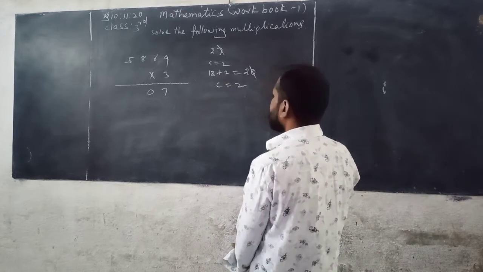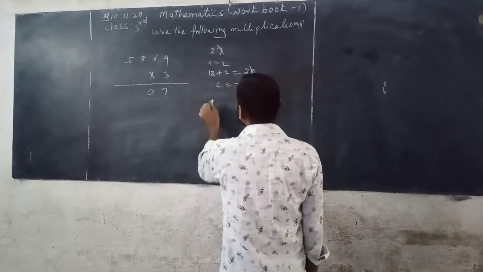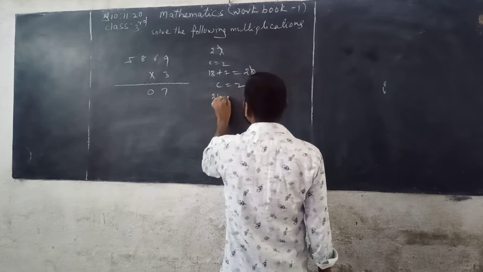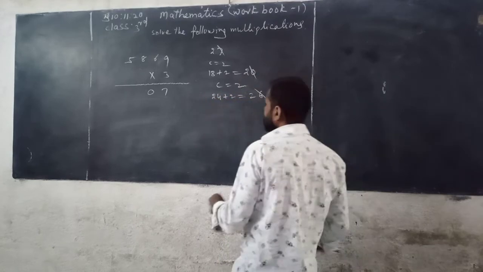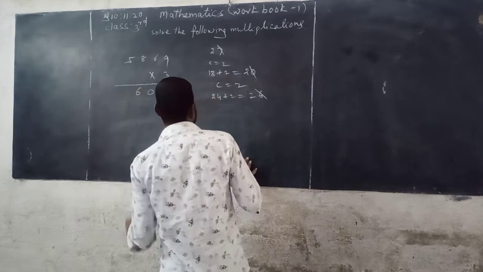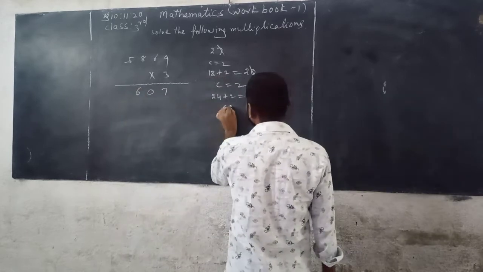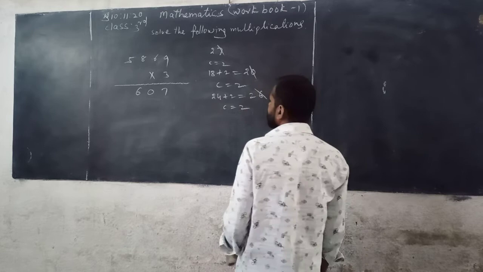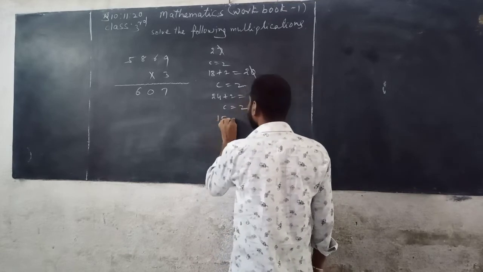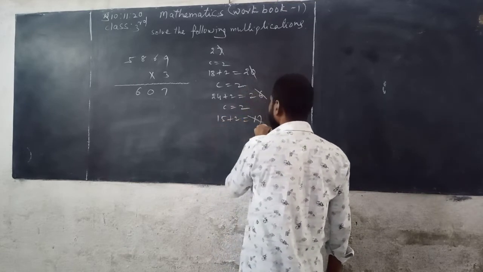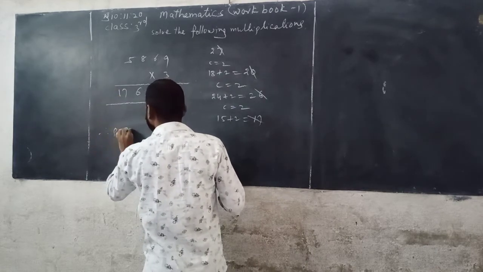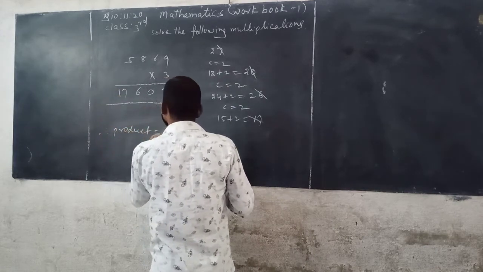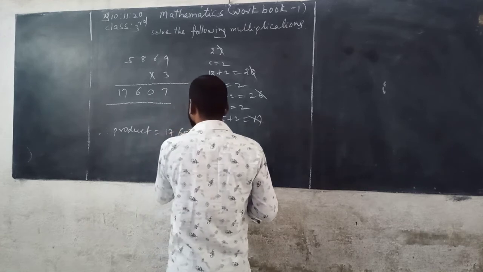Now next, 3 8s are 24. 2 is added to 24. 24 plus 2, you get 26. In it, 6 is taken and written down in the hundreds column of the product, and carry 2. Next, 3 5s are 15. 15 plus 2, you get 17, write it total. Therefore, the product is equal to 17,607.